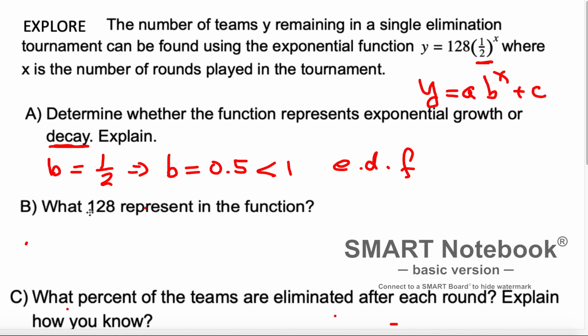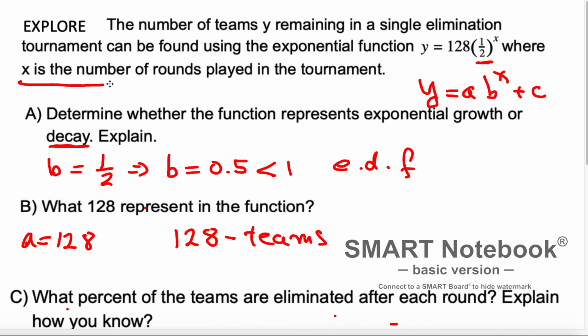Okay. In a times b to the x, what does 128 represent in this function? So 128 is equal to a, so this is a scaling factor. Usually it represents the vertical stretch or compression in the exponential function, but in this specific real world situation, 128 represents the number of the teams that participate. And x represents the number of rounds. We need this information for later. So now let's see what percent of the teams are eliminated after each round.